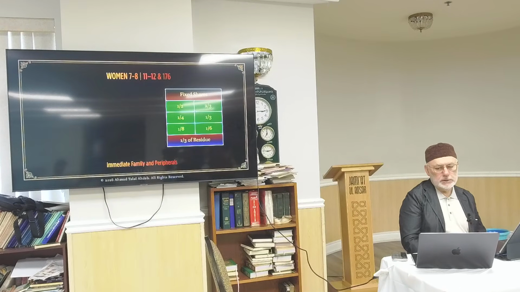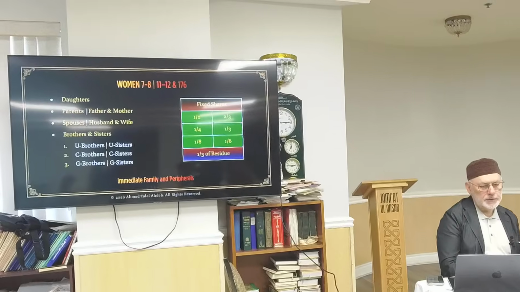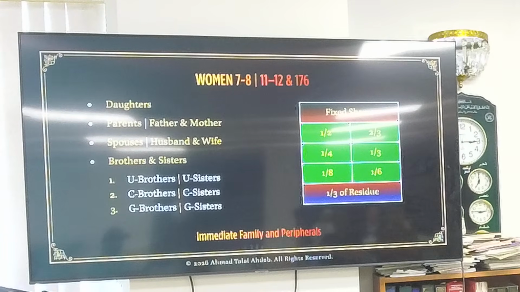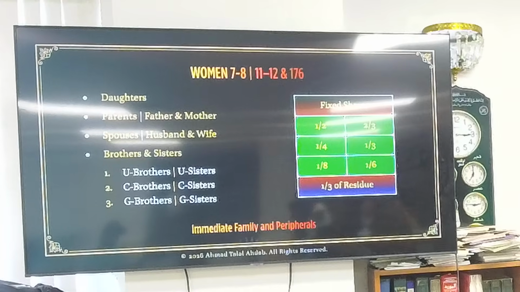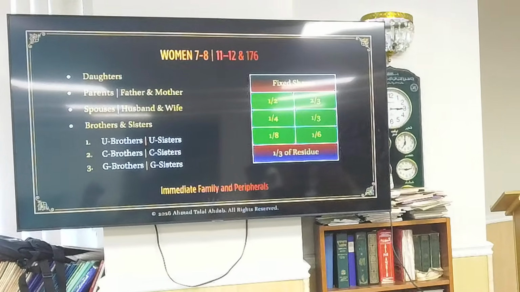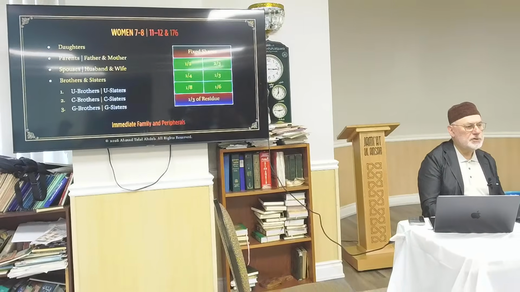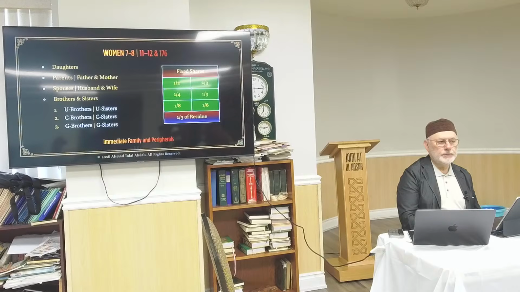That was practiced by the Khulafa al-Rashidun and then the companions. In the Quran, what's mentioned explicitly are daughters, father and mother, parents, husband and wife, spouses, and brothers and sisters. Those always have to inherit. They can never be excluded. Brothers and sisters could be uterine, paternal, or germane, i.e. full brothers and sisters sharing the same father and mother. The wife, the husband, the father, the mother, and the daughters cannot be excluded.